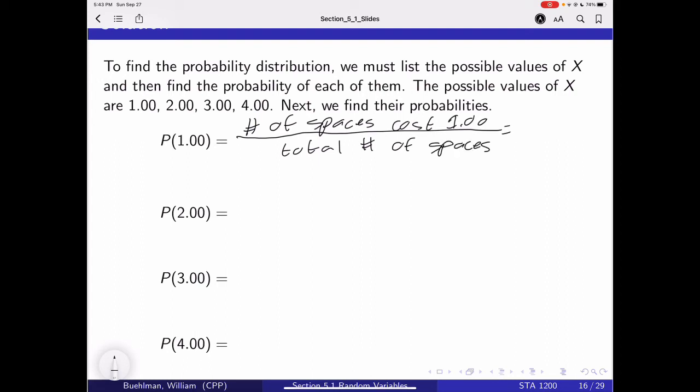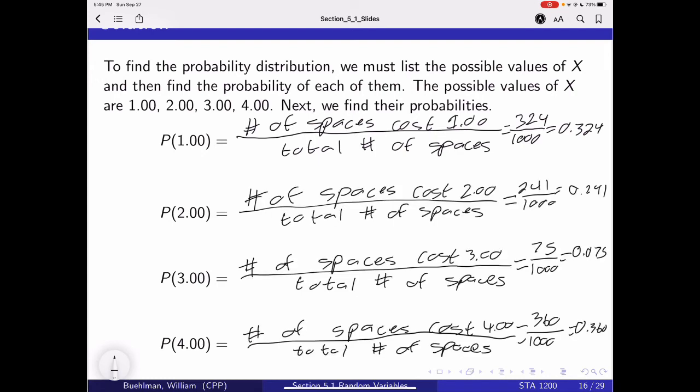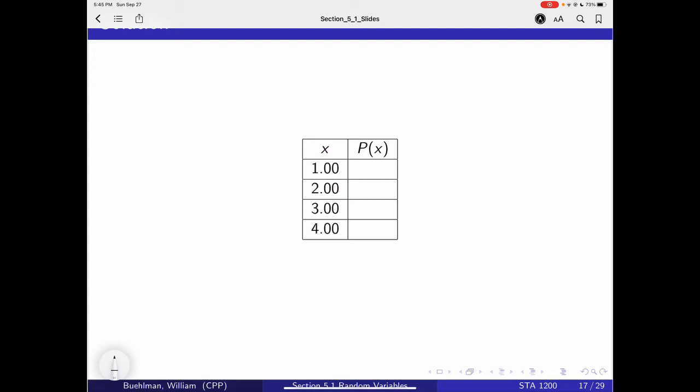Which is equal to 324 spaces that cost $1 over the total number of spaces, which was 1,000. So our probability here is 0.324. Similarly, we get the following for the probability of 2, 3, and 4. Thus, we see the probability of 2 is 0.241, the probability of 3 is 0.075, and the probability of 4 is 0.360. Now we're going to fill in this table to complete our probability distribution.